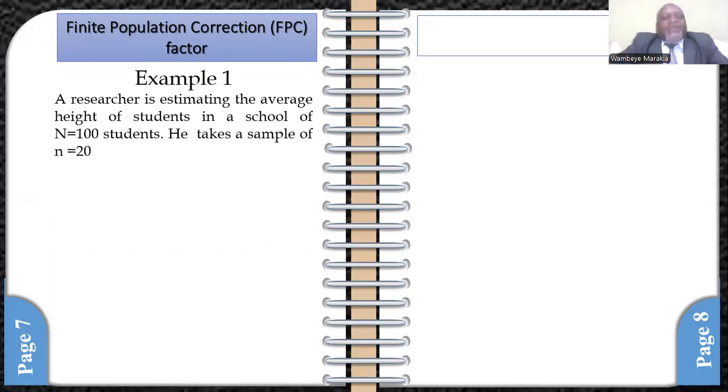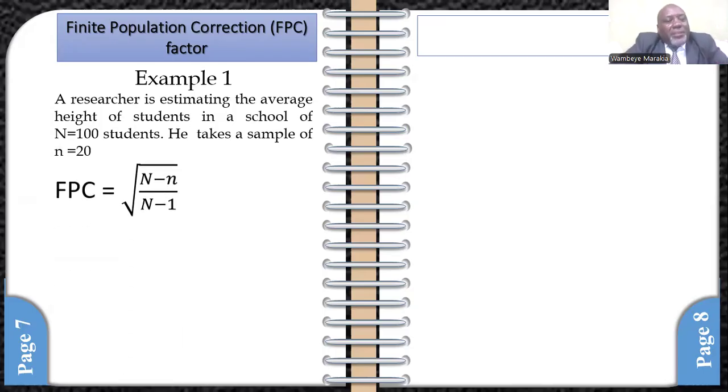A simple example, not a complicated one. A researcher is estimating the average height of students in a school, a population of 100 students. The researcher takes a sample of 20 students to participate in the research. How do we calculate the finite population correction for this?